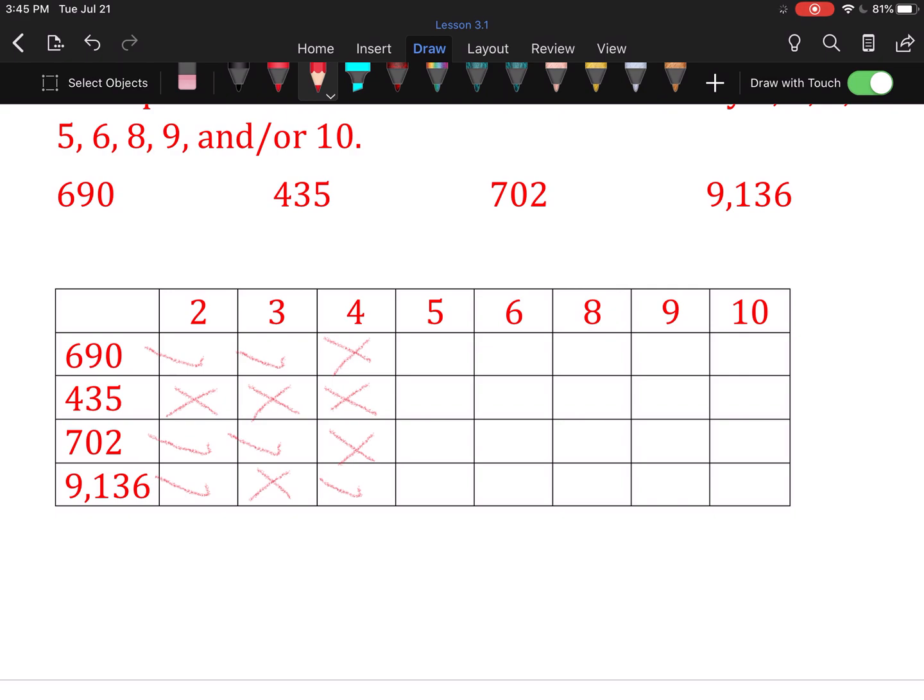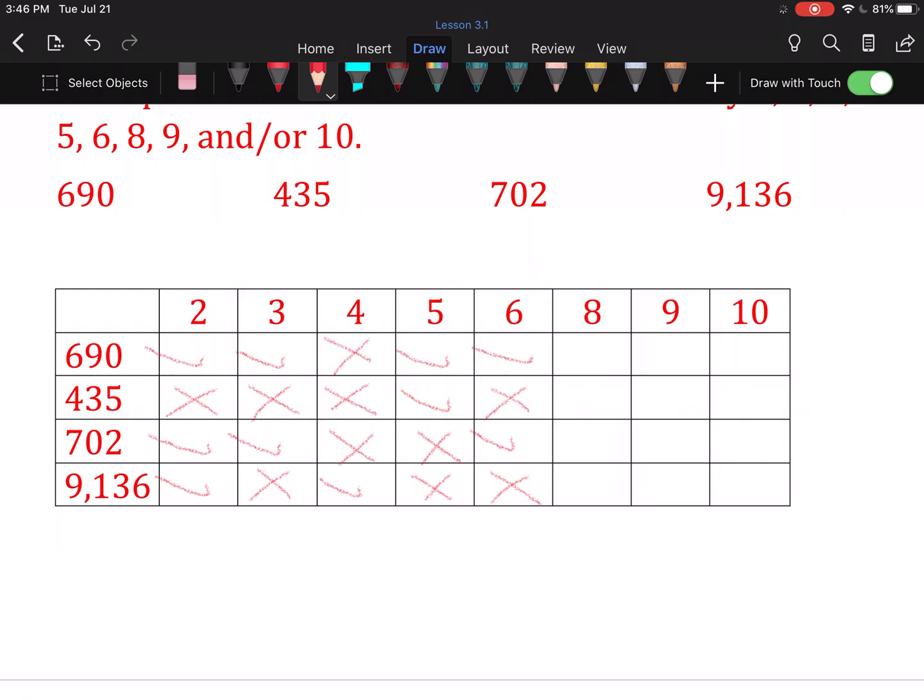The rule for 5 is that your last digit is either 0 or 5. So 690 is okay, 435 is okay, but 702 and 9,136 are not. The rule for 6 is you must work for both 2 and 3. So if 2 and 3 both have check marks, 6 can have a check mark. So 9136 does not get a check mark on 6 because it doesn't work on both 2 and 3. It only works on 2.